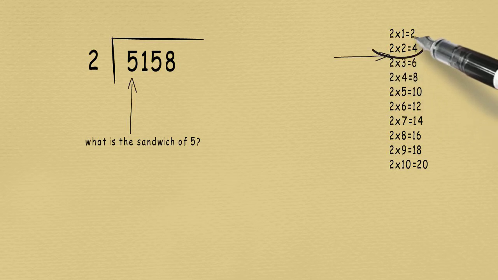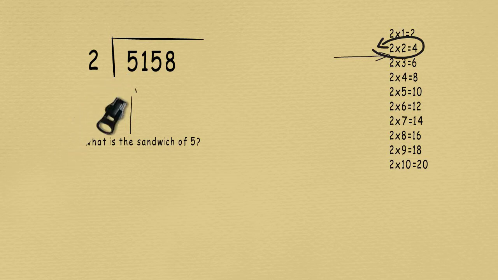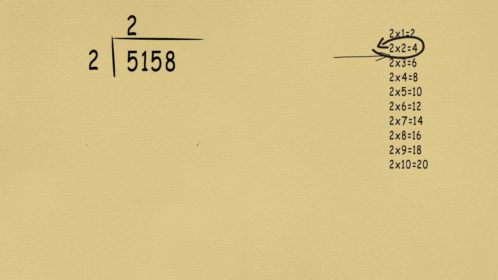I can see that the number 5 is in between the 4 and the 6. So I'm going to choose 2 times 2 equals 4, and put those numbers in my division. So I have 2 on top of the division house and 4 right underneath the number 5. As you can see, we haven't done any calculations yet. This is the first calculation we're going to do: the subtraction of 5 and 4. So 5 minus 4 equals 1. And that was the first step.